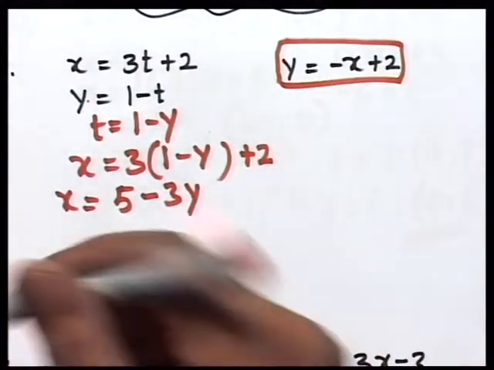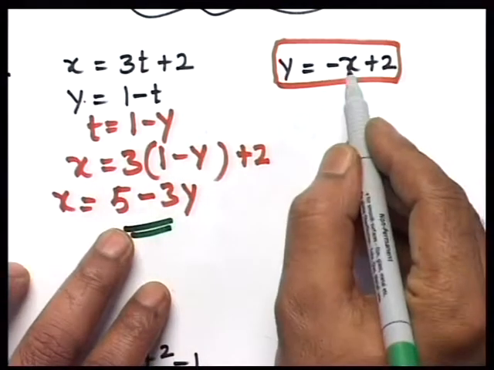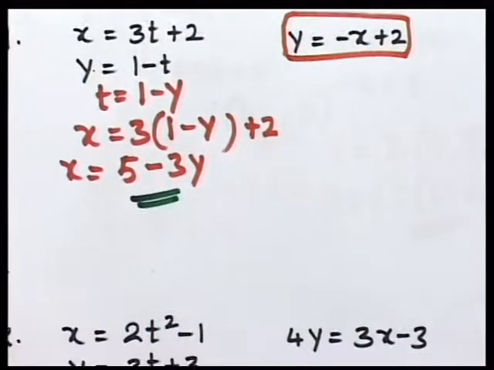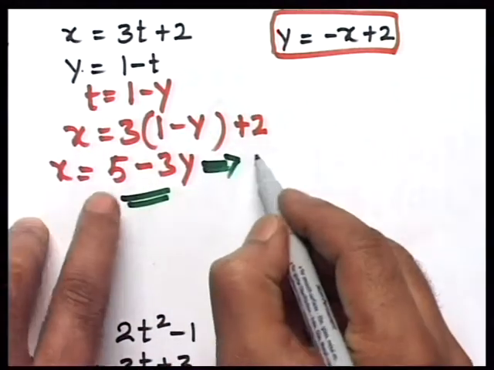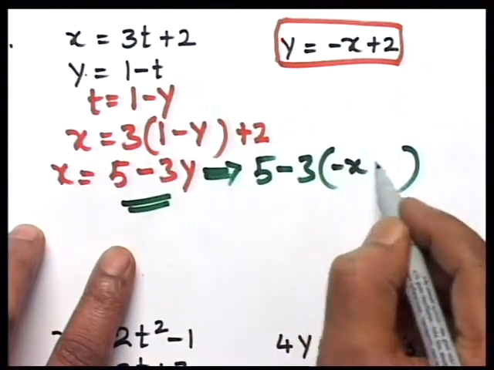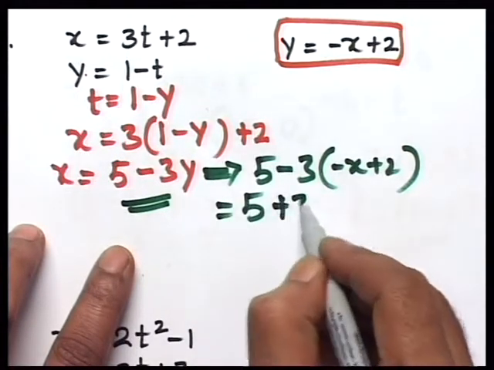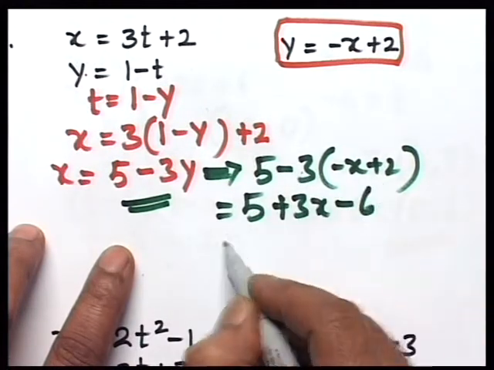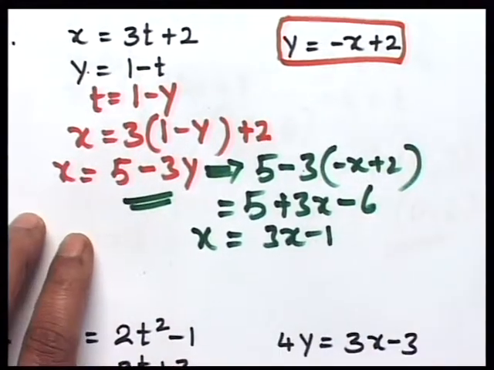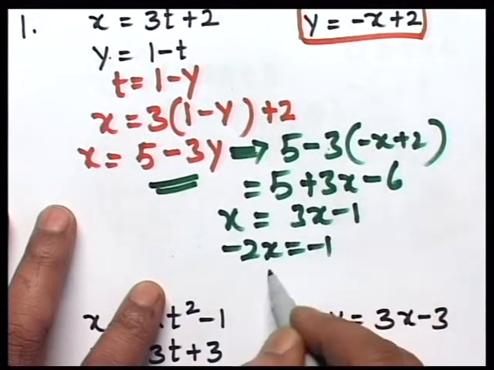See, now you can easily solve those two. We already got x as the subject here. We can substitute that there or substitute that in place of y. I think that's much easier to do. So that implies 5 minus 3 bracket, the y value we already know, which is minus x plus 2. We open the bracket with a minus 3 there. So that should be plus 3x and minus 6. So we have 3x minus 1 is equals to x on the left hand side. We can solve that now. So minus 2x equals to minus 1, x equals to half.